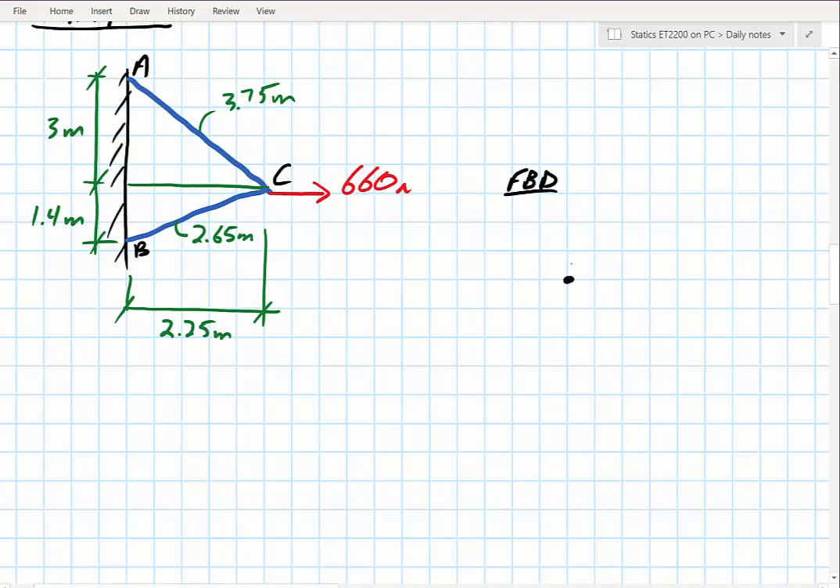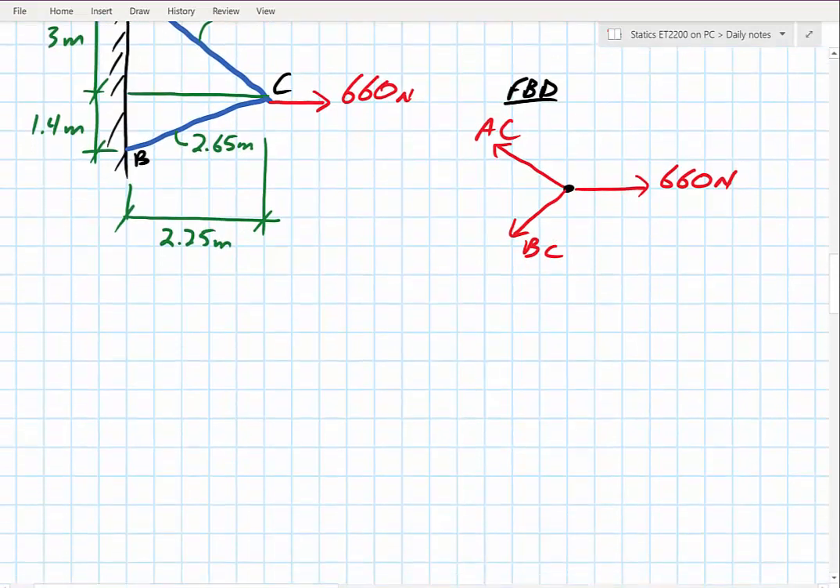You're looking at the free body diagram. I'm pulling forward with a magnitude of 660 newtons, and I have these two forces being applied on these cables, cable BC and cable AC. You could call them TAC for tension in AC, or FAC for the force in AC. However, I'm just going to leave it as generic AC and BC for now.